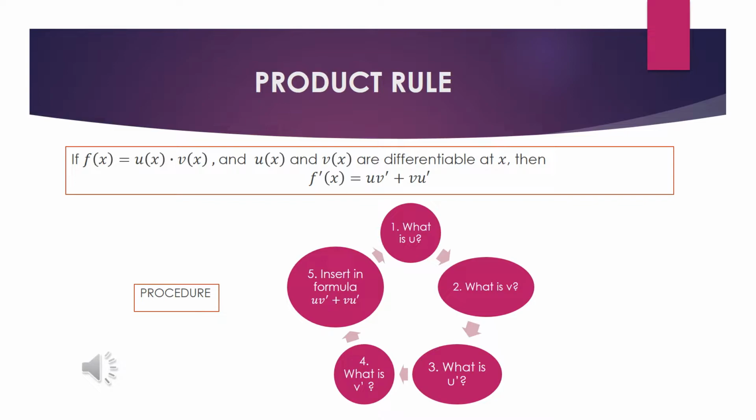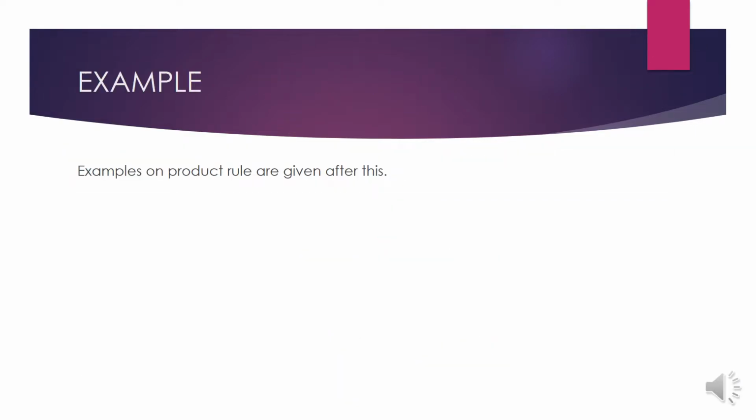Here we also give the procedure for the product rule. First, we need to determine what u and v are. Then we need to find u prime and v prime. Finally, we substitute u, v, u prime and v prime into the formula of the product rule, which is u v prime plus v u prime. In the next slide, we will discuss examples of the product rule.